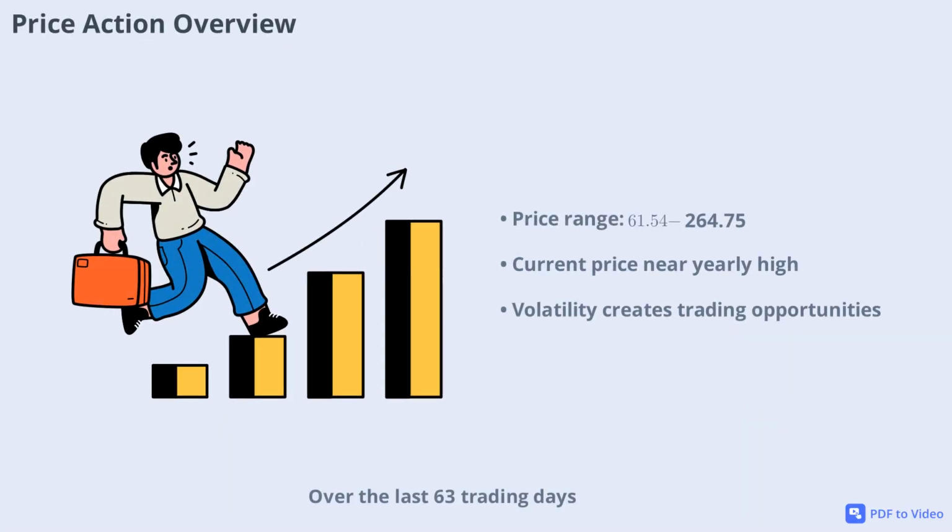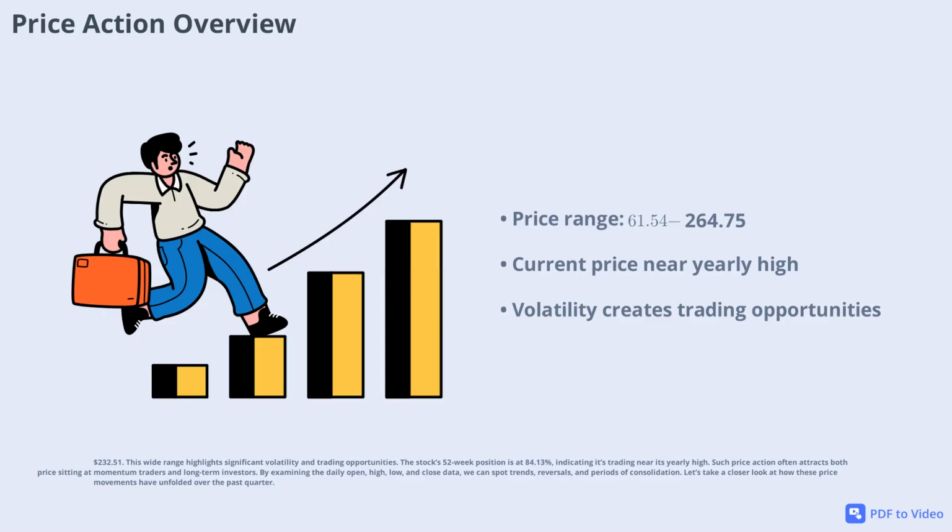Over the last 63 trading days, MU's prices range from a low of $61.54 to a high of $264.75, with the current price sitting at $232.51. This wide range highlights significant volatility and trading opportunities. The stock's 52-week position is at 84.13%, indicating it's trading near its yearly high. Such price action often attracts both momentum traders and long-term investors.